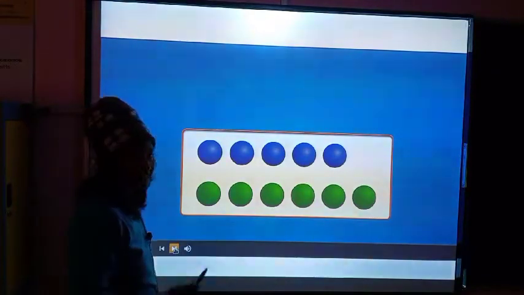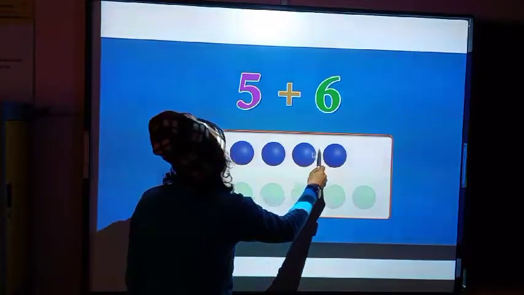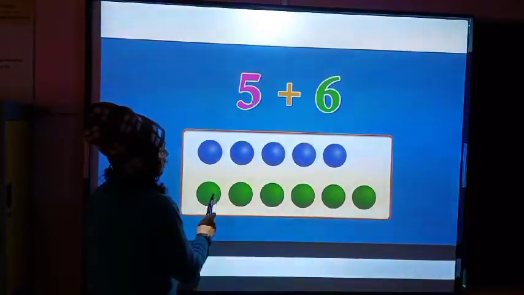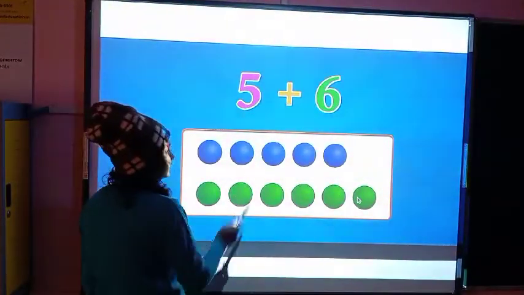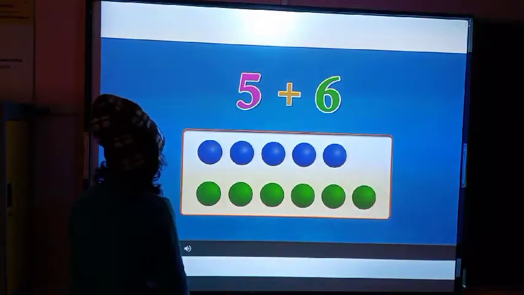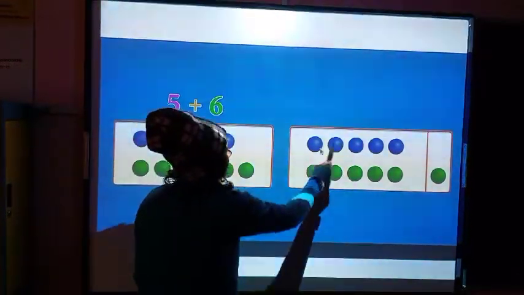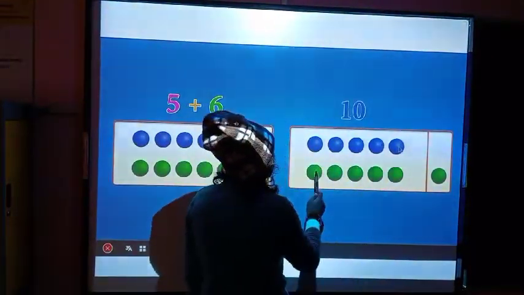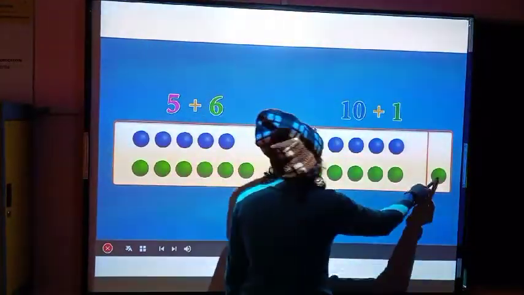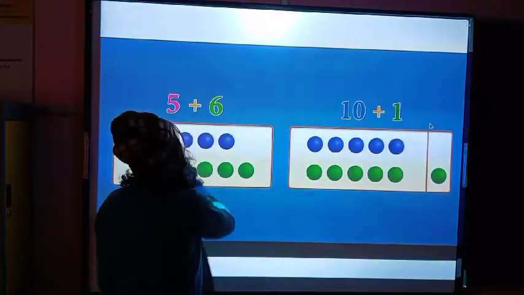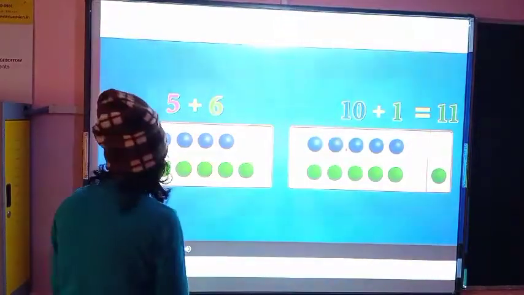How many circles are there? Total number of blue circles: 1 2 3 4 and this one is 5. Green circles: 1 2 3 4 5 6. Total number of green circles is 6. So what is the result? 1 2 3 4 5 6 7 8 9 10, then this is total 10 and plus this is 11. So both are equal.